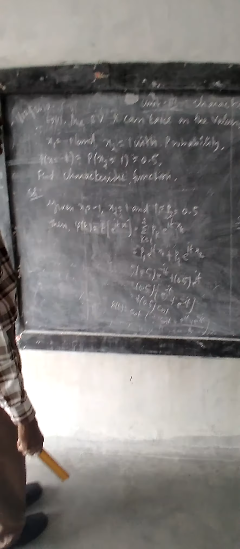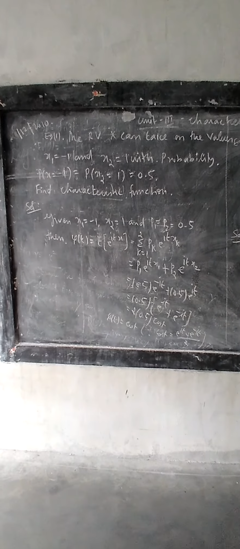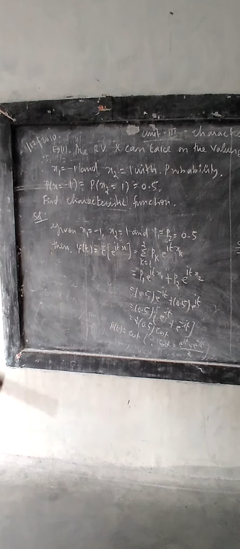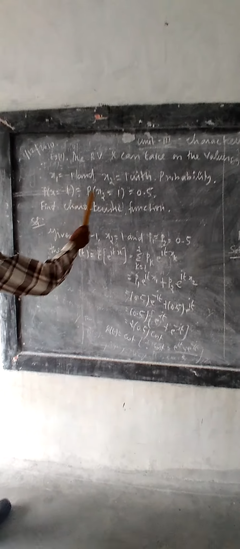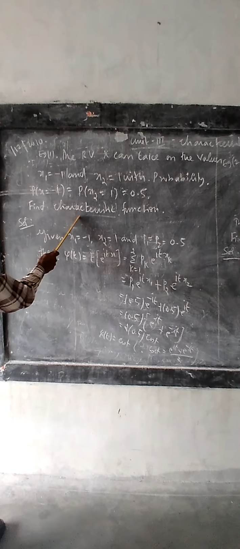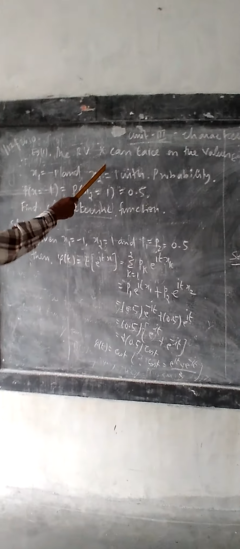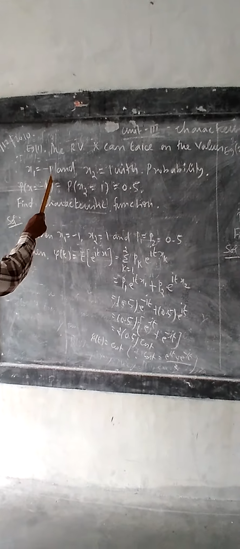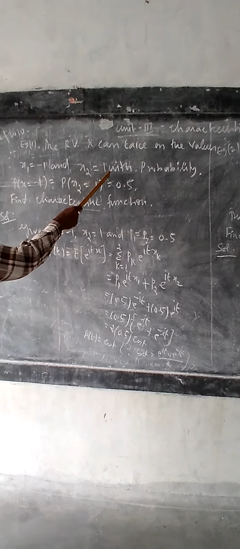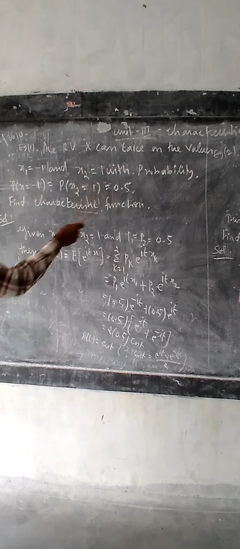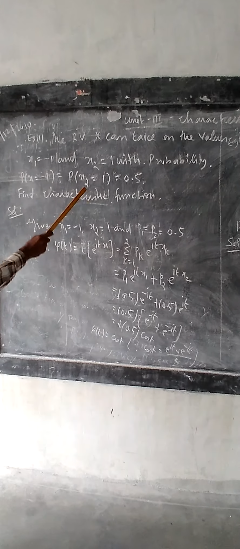In this session we are going to discuss a few examples for the characteristic function. The probability mass function is given, and you have to find out the characteristic function. The random variable x can take on the value x1 equal to -1 and x2 equal to 1 with equal probability. You have to find the characteristic function.